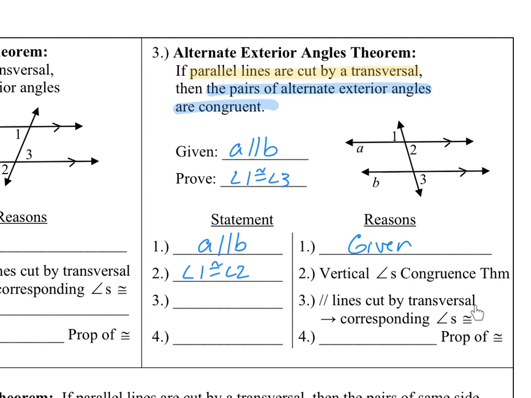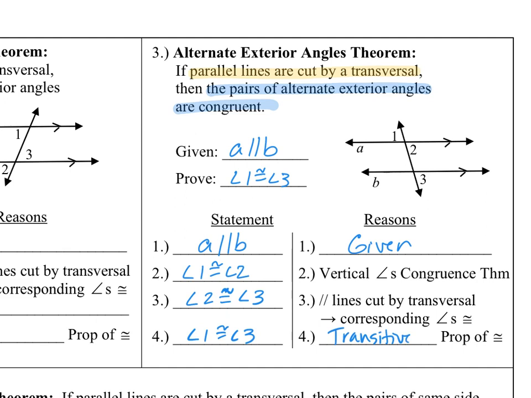Parallel lines cut by a transversal implies corresponding angles are congruent. So if you look at this picture and then look at the diagram, notice that 2 and 3 are a pair of corresponding angles. So let's go ahead and state that 2 is congruent to 3 because we have that corresponding angles congruence postulate. And now, like our last proof, we have 1 congruent to 2 and 2 congruent to 3. So by the transitive property of congruence, we can say that angle 1 is congruent to angle 3. That's the transitive property of congruence.